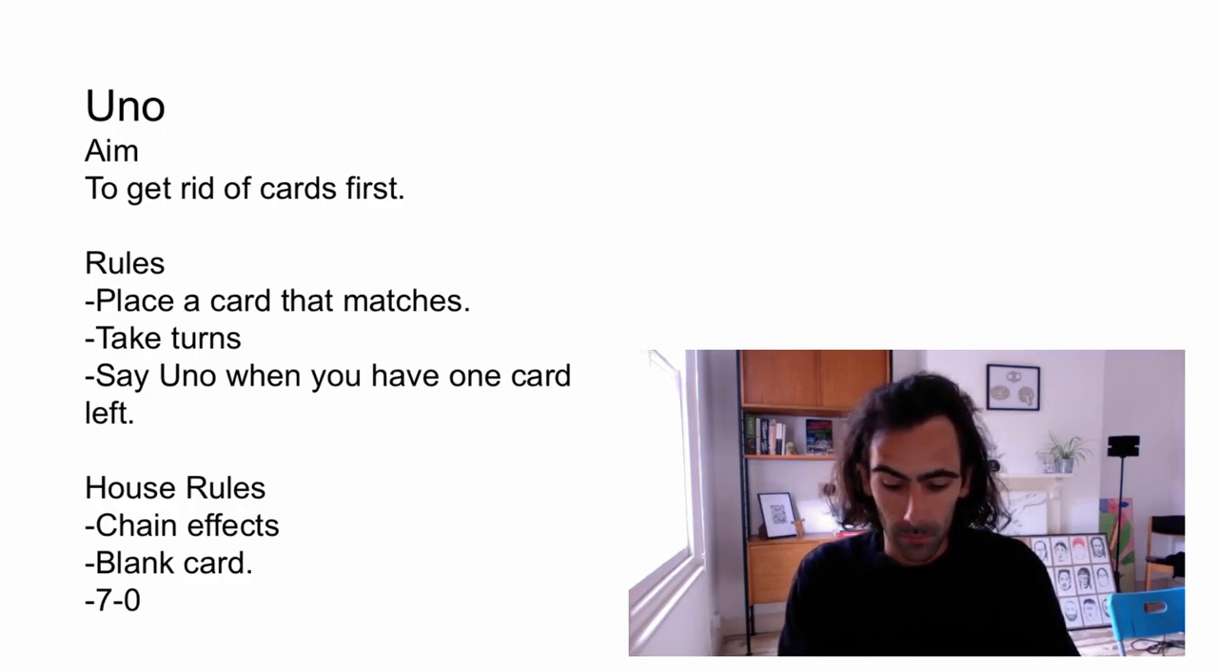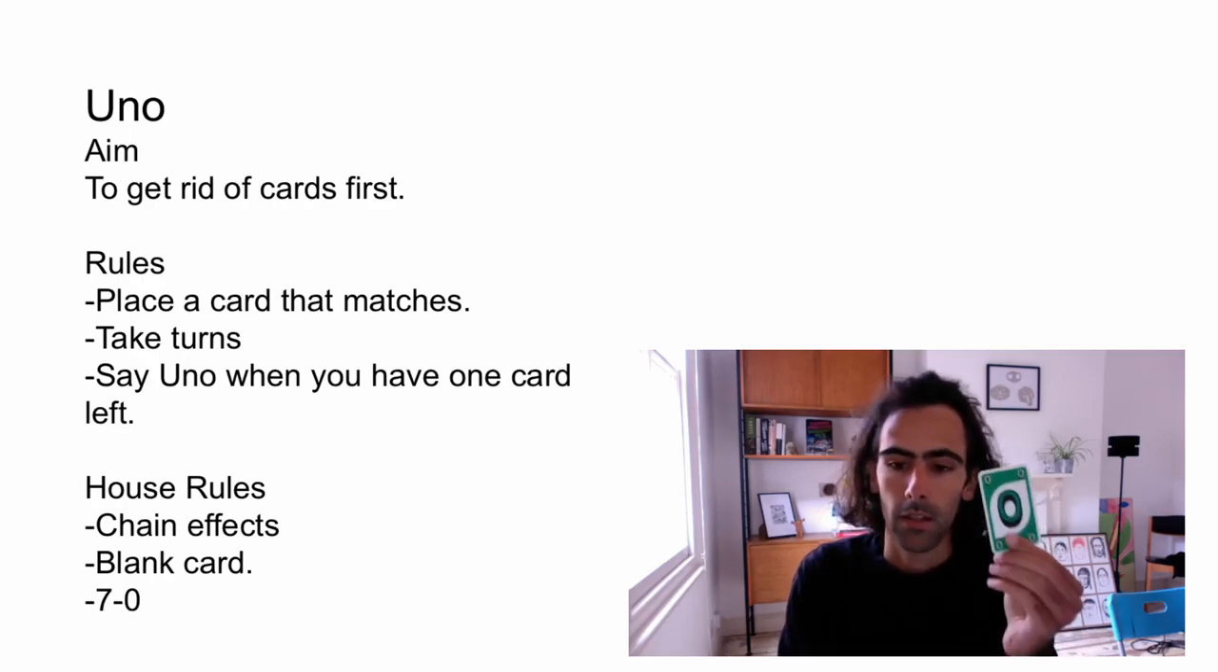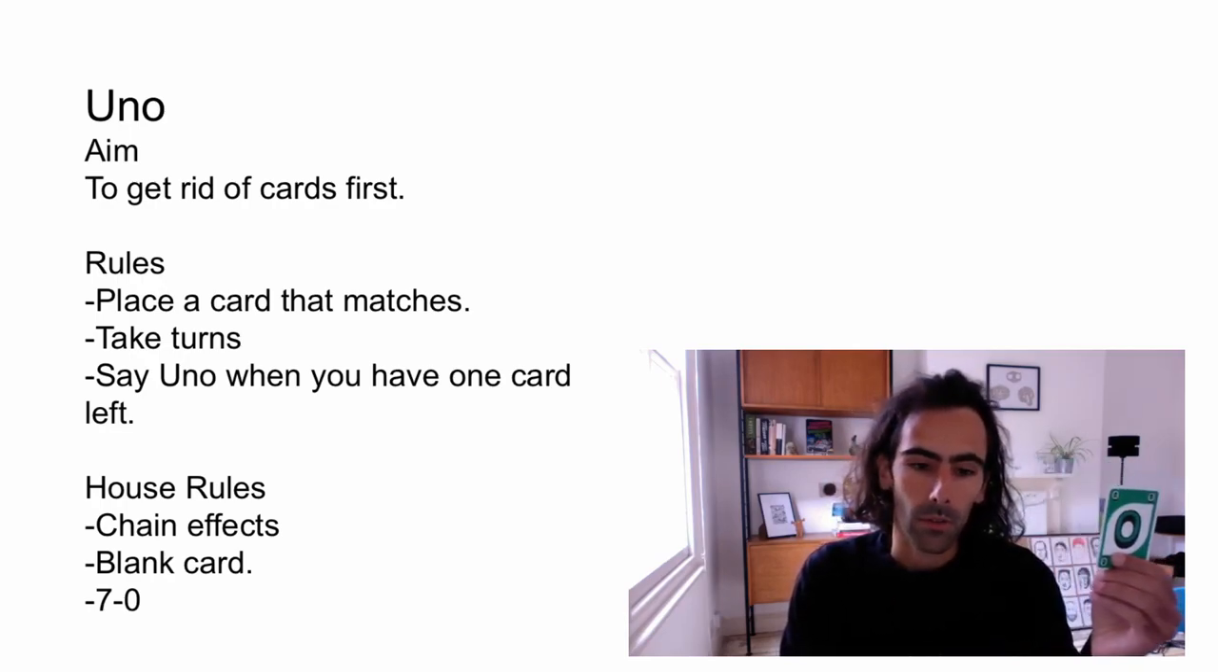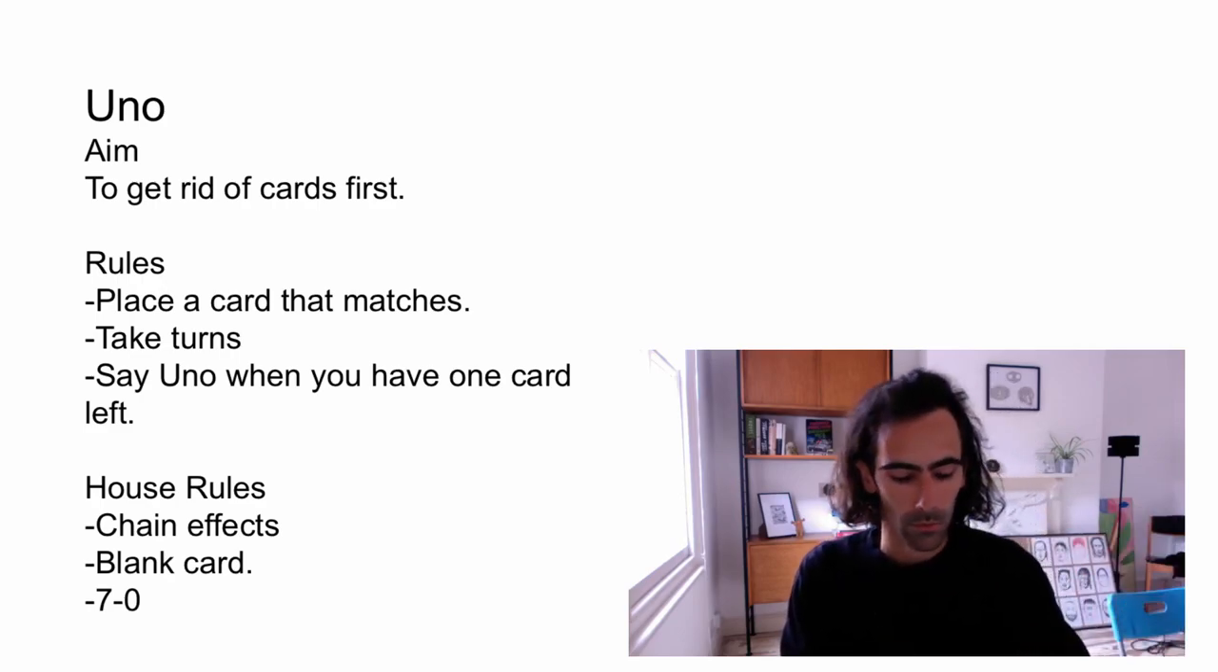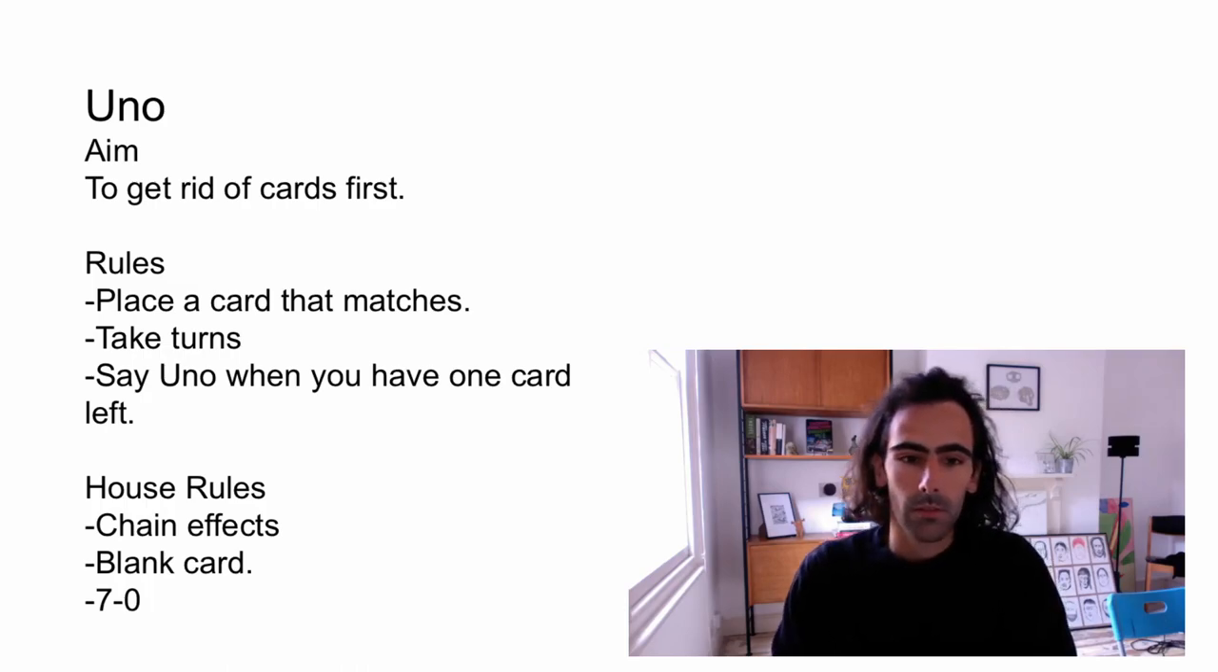If you place a player zero, it means that every player has to move their hand one along. So you give the cards in your hand to the person next to you, and so on around. So Uno is one of these games where there are already these kind of rules on the edge.